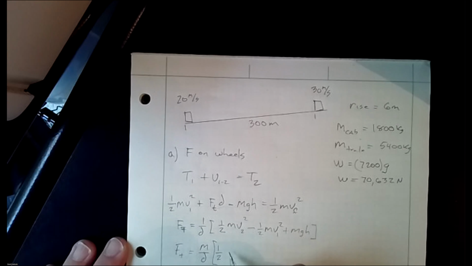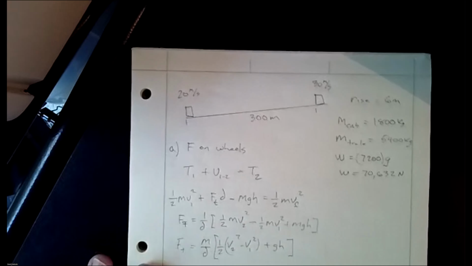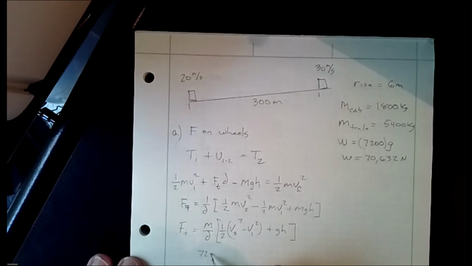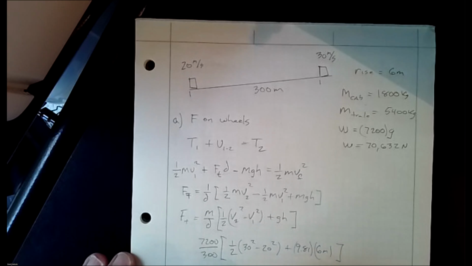And then now we can plug in v2 squared minus v1 squared. And then that's just going to be plus gh. So if we plug in our numbers, we have 7,200 divided by 300. And this part, you'll probably fast forward because I know you guys can do this, but just in case, 1/2 times 30 squared minus 20 squared plus 9.81 times 6. All right.